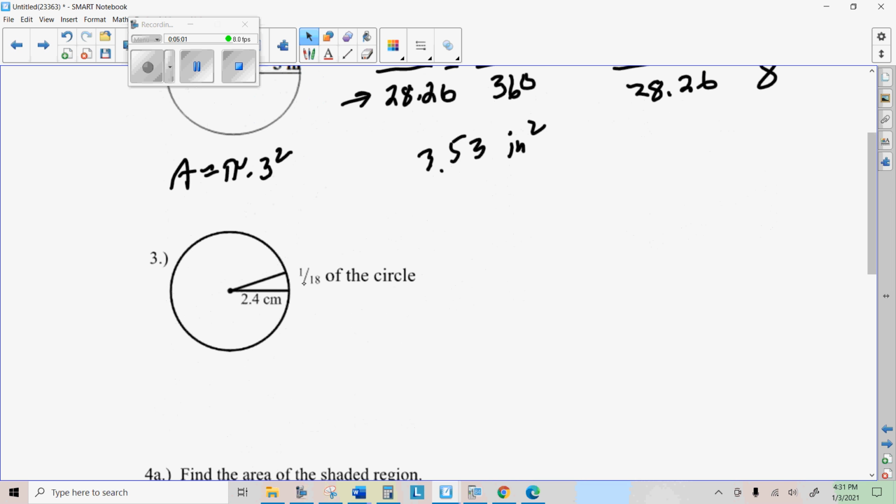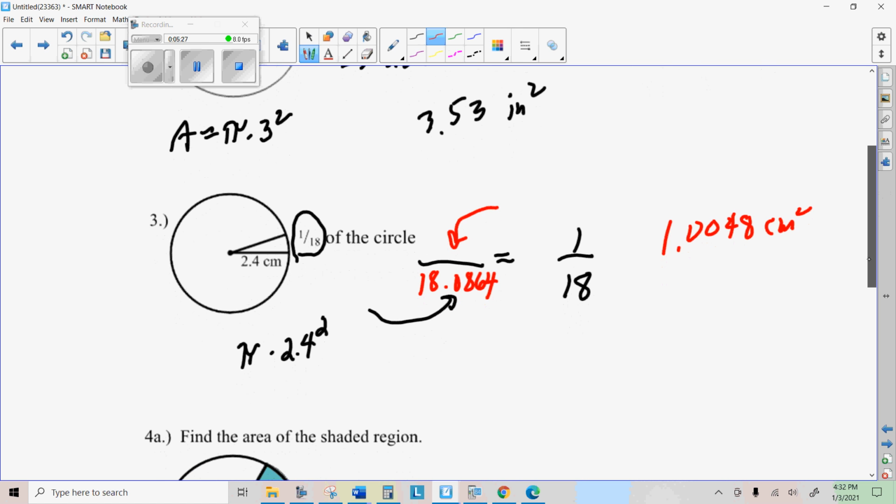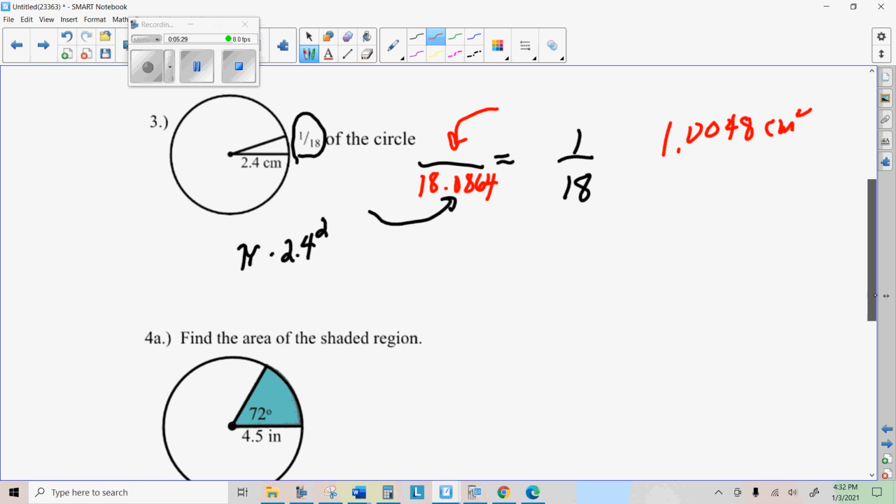All right. And in this next problem, you're given that this little angle is 1/18 of the circle. So for sure you want to put that there. And over here you need to put your area, which is pi times 2.4 squared. Put that there, and then find your answer. See if you get it right. All right, I got about 1.0048 square centimeters.